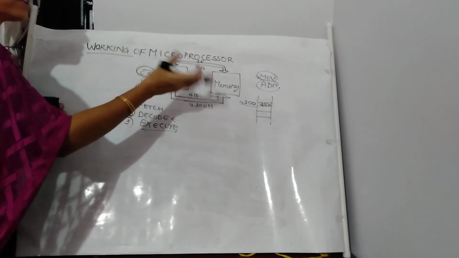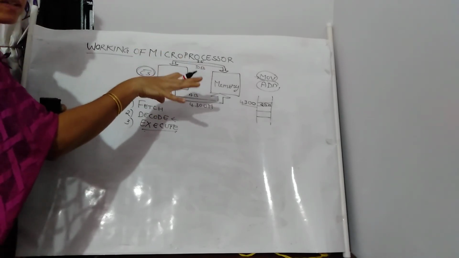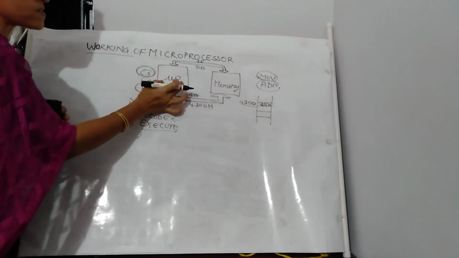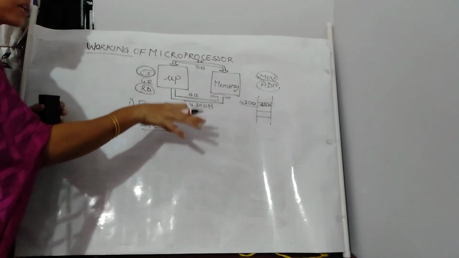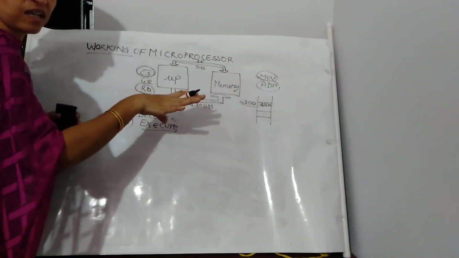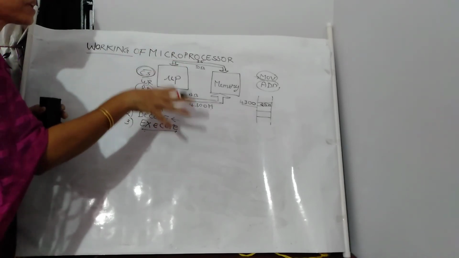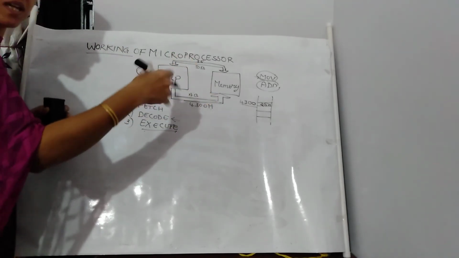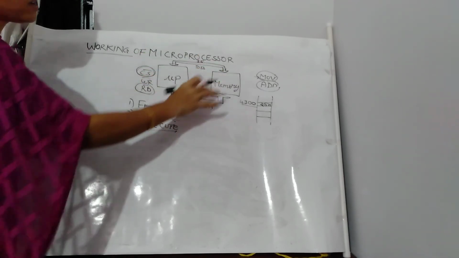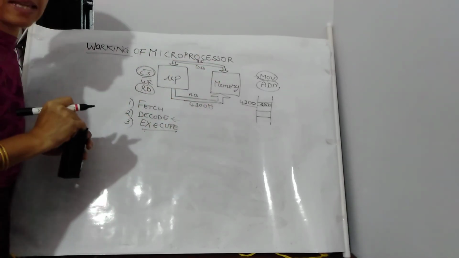Now similarly, in case of microcontroller, what is the difference? In microprocessor, the memory is externally present, whereas in microcontroller, memory is internal. So the internal memory will be 128 bytes. Okay, so that is the difference. Otherwise the operation will be all the same. Okay.